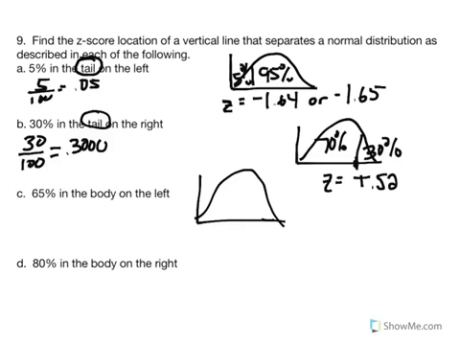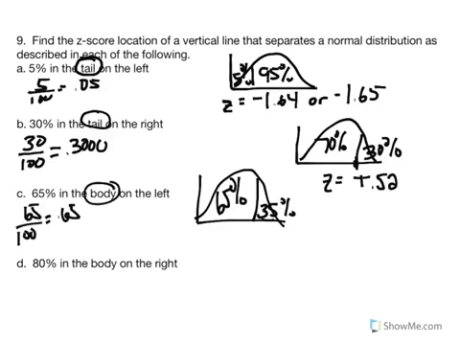and we now are tasked with partitioning the distribution where 65% in the body is to the left. So 65% in the body here, and what's left in the tail is 35%. Again, we're going to convert that 65% into a proportion, so we get 0.65, and we're going to utilize the column that represents the body of the distribution to find out what z is equal to here that partitions the distribution where 35% in the tail is to the right, 65% in the body to the left. So let's use our unit normal table to find this.